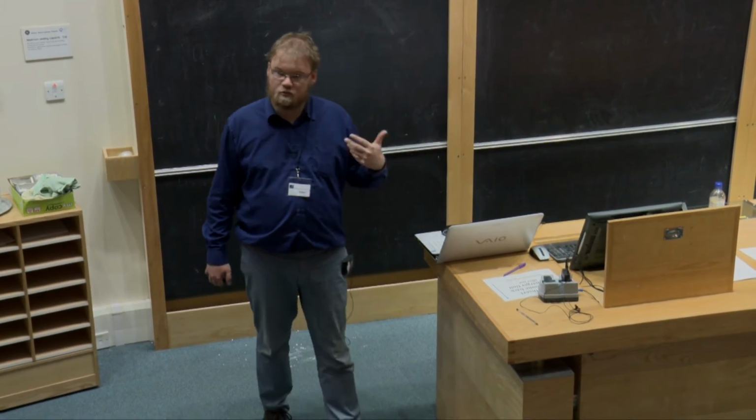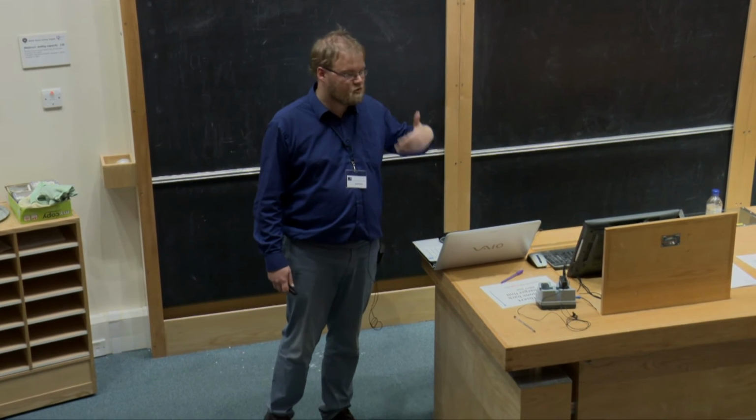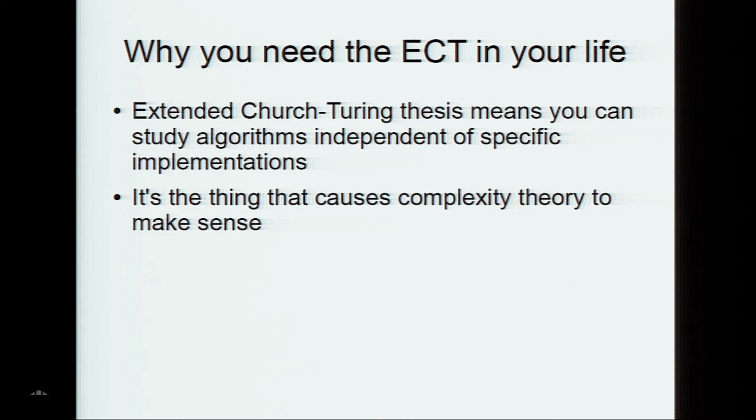And so why do you need the extended Church-Turing thesis in your life? The reason is that this is the thing that makes the mathematics of problem solving, which goes under the name of complexity theory, make sense. Because if it mattered what computer you would solve it on, you could never make an abstract statement about which problems are hard and which problems are easy. So this is the thing that causes this entire field to make sense in the first place.